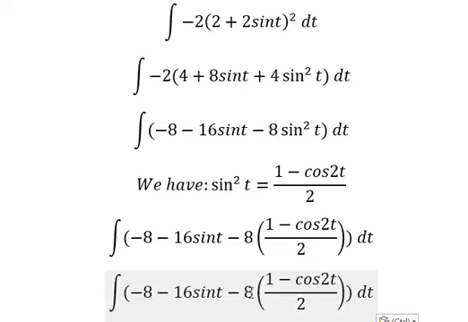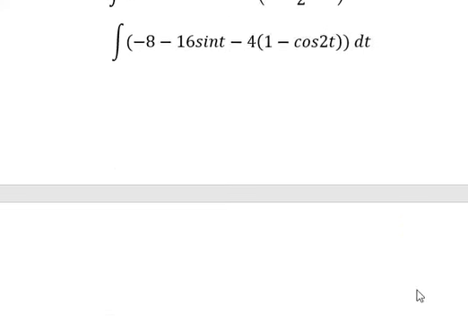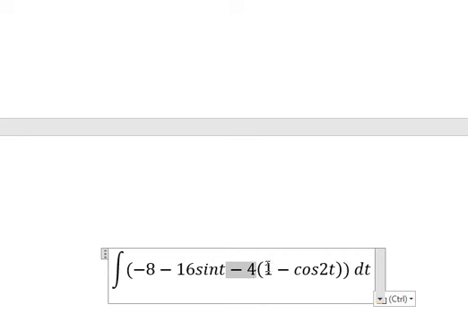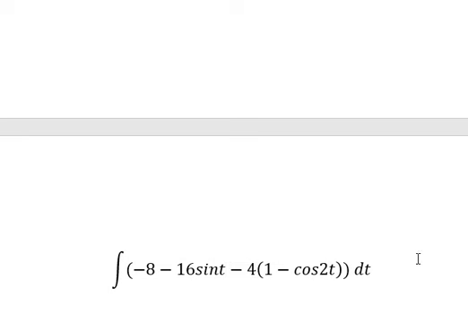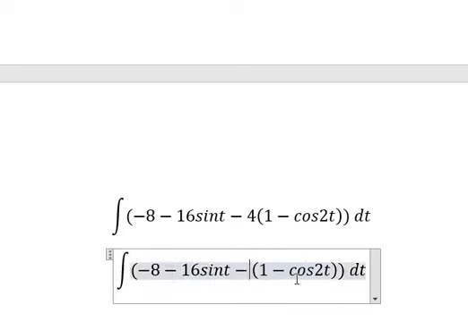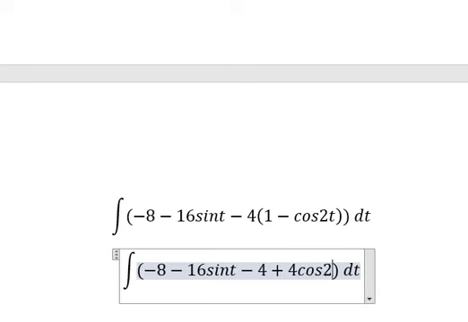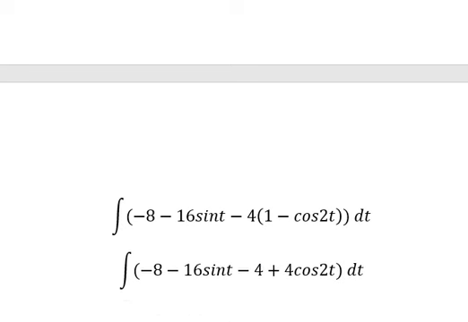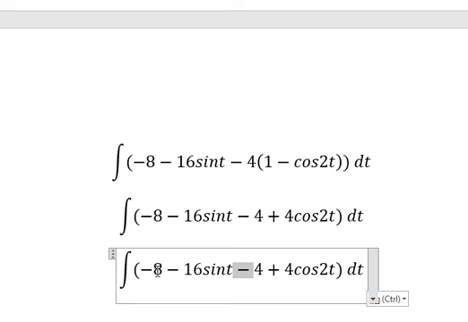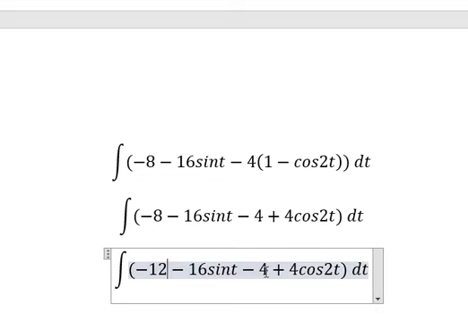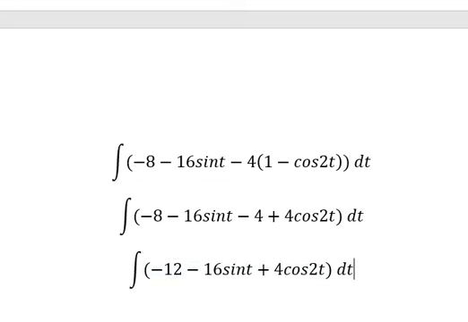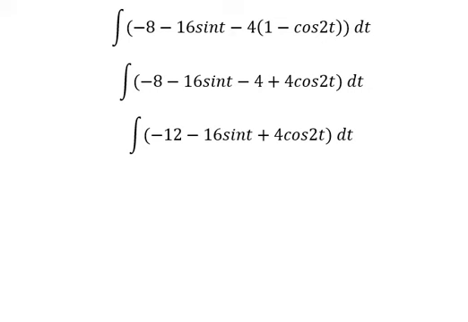So, negative number 8 divided by 2, we have negative number 4. So, negative number 4 multiplied by number 1 and negative cosine 2t. So, negative number 4, negative number 8, we have negative number 12. And now we have the final answer.